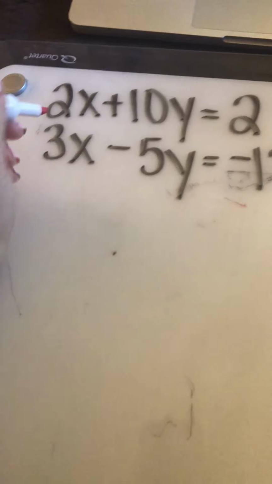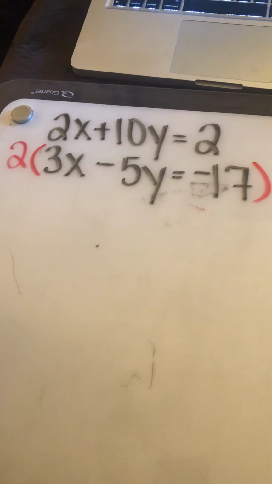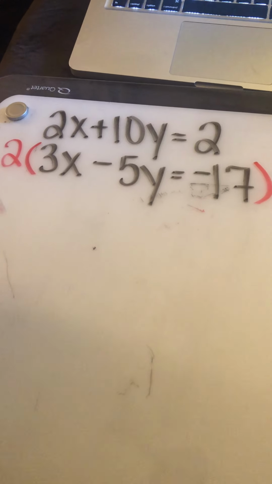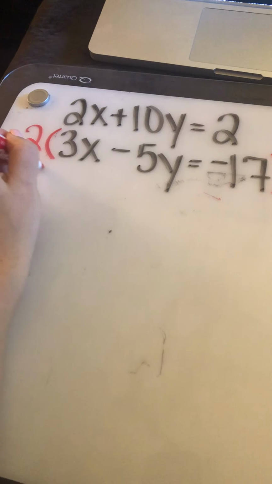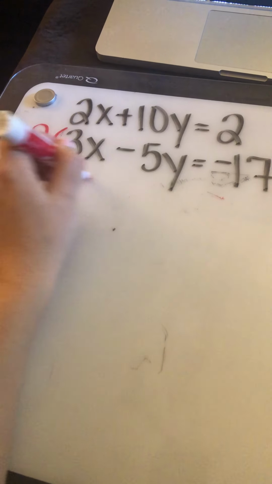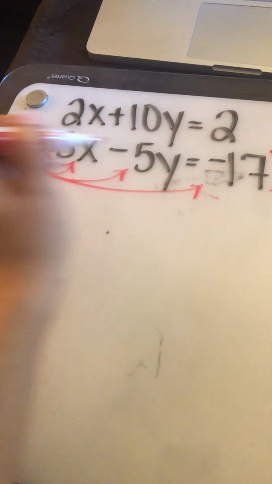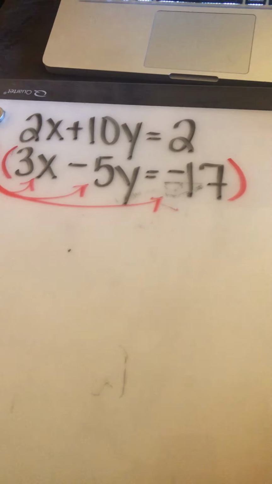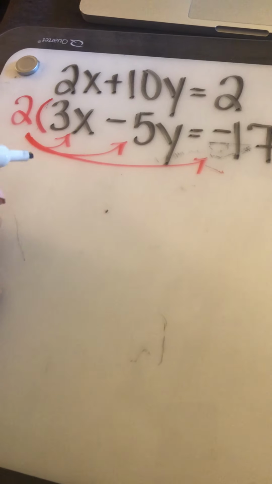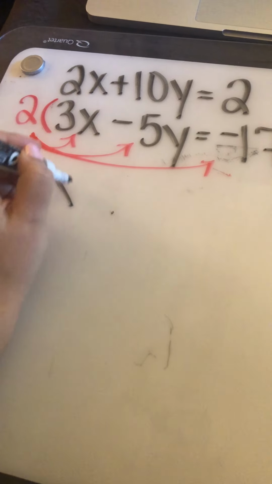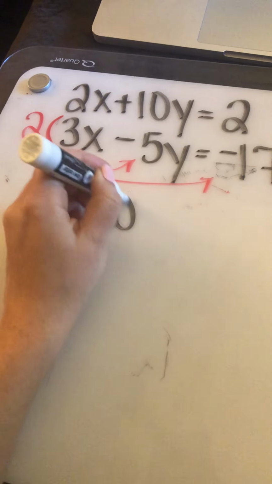So I'm going to now take my entire second equation and multiply it by 2. The entire thing. So you're going to use the distributive property to rewrite that, okay? So we would do 2 times 3x, 2 times negative 5y, and 2 times negative 17. So our top equation stays the way it is. I'm going to rewrite it because we don't change anything with that top equation. We chose to change the bottom.